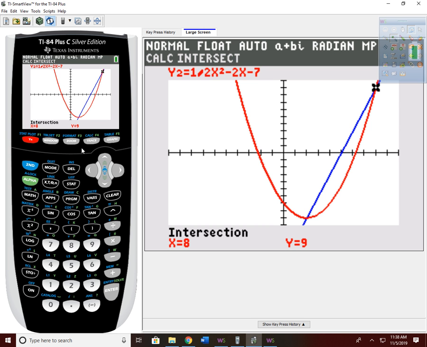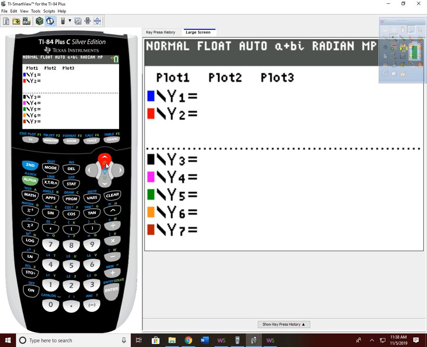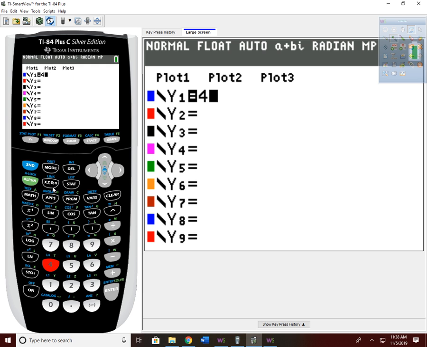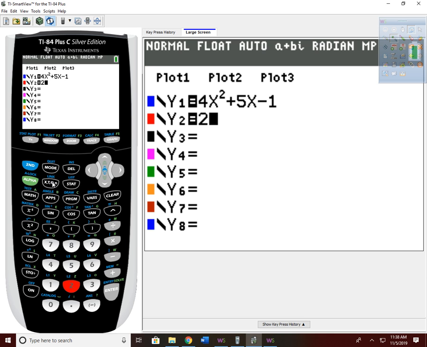I'm going to go to the y equals, clear out anything that I've got in there. And then I'm going to plug those two equations in. So the first one was 4x squared plus 5x minus 1. It's super important to make sure that you plug them in correctly or you will get an incorrect answer. The right side, or my y2, is 2x plus 1, and then I graph that.